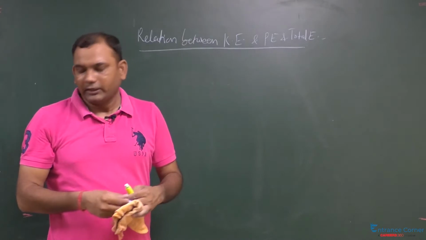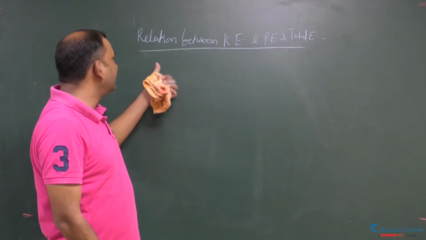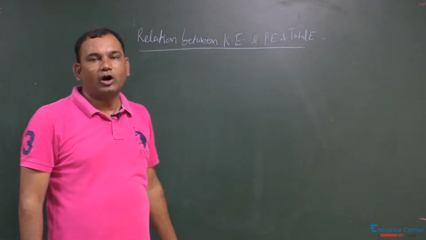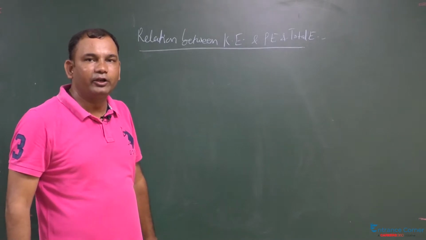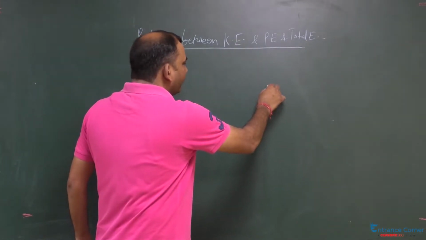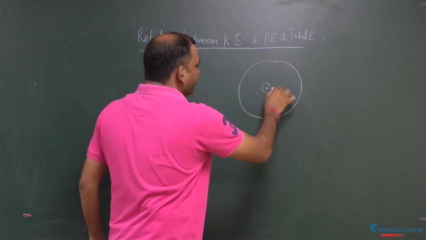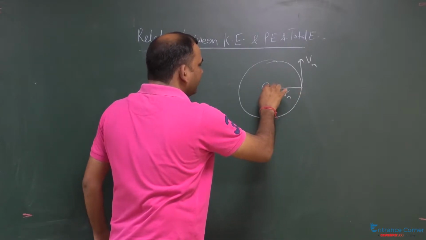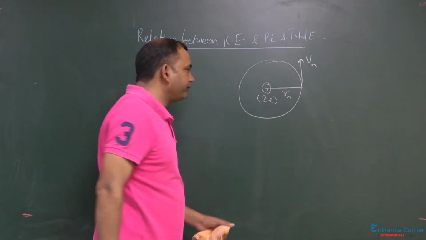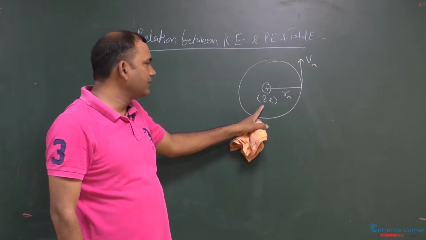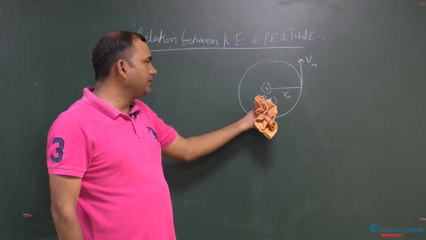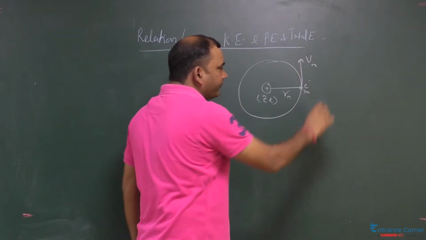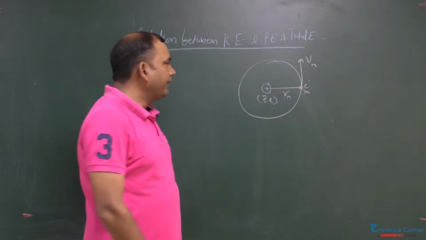Hello students, now we discuss the relation between kinetic energy, potential energy and total energy of an electron which is revolving around the nucleus. So, when the electron revolves around the nucleus with some speed Vn in radius Rn, and the number of protons in the nucleus is Z, the total charge in the nucleus is Ze, the mass of the electron is m, and the charge of the electron is e.